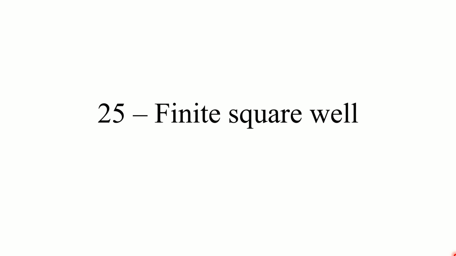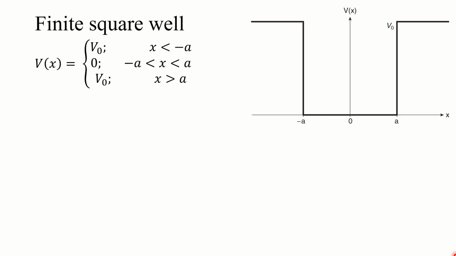In this video, we're going to go through the solution to the finite square well, which is sort of an extension of the infinite square well that we covered in the last video. For the finite square well potential, we have something very similar to the infinite square well, except outside of the well where the potential is zero, the potential rises to some value V naught instead of infinity.